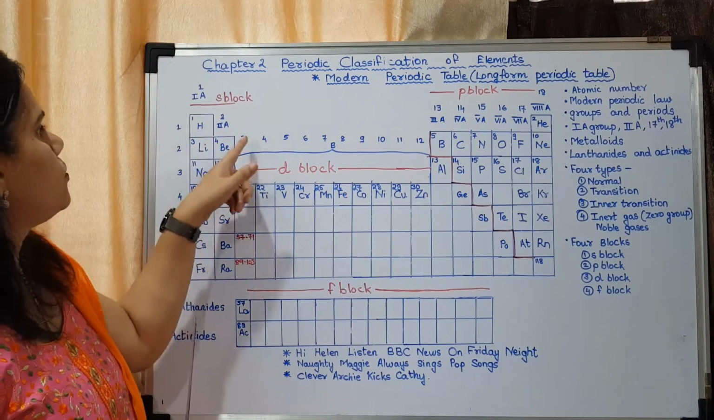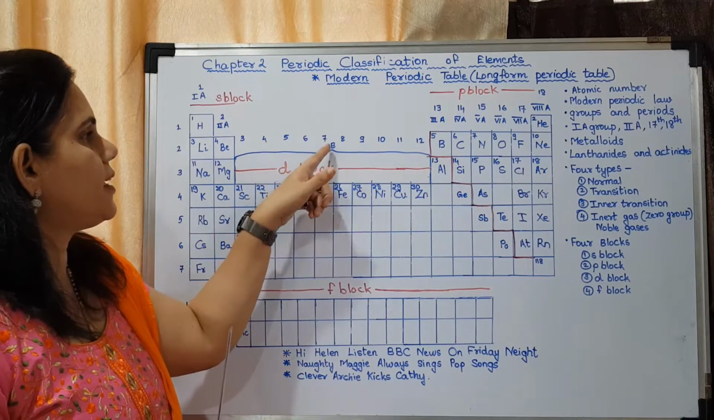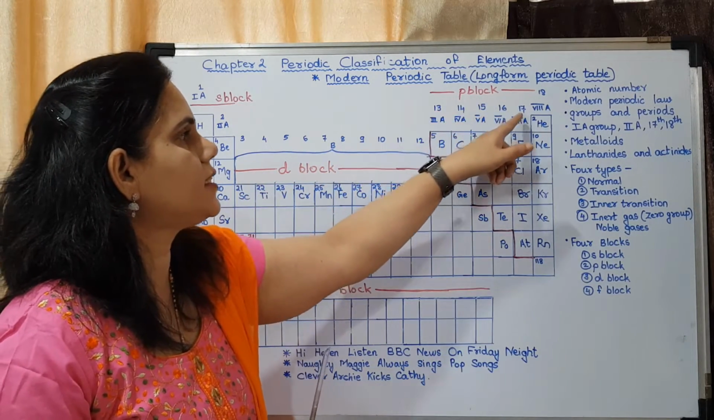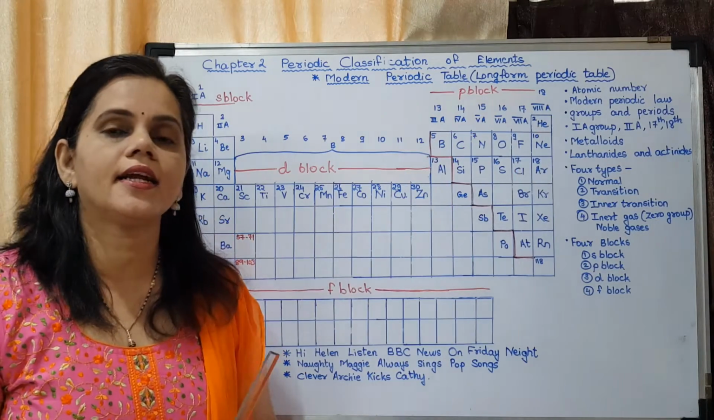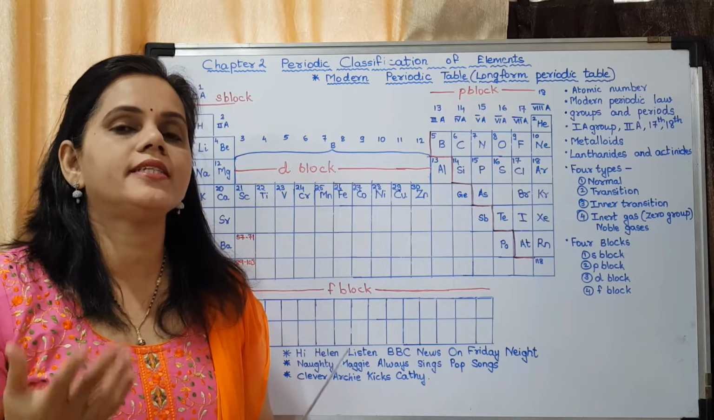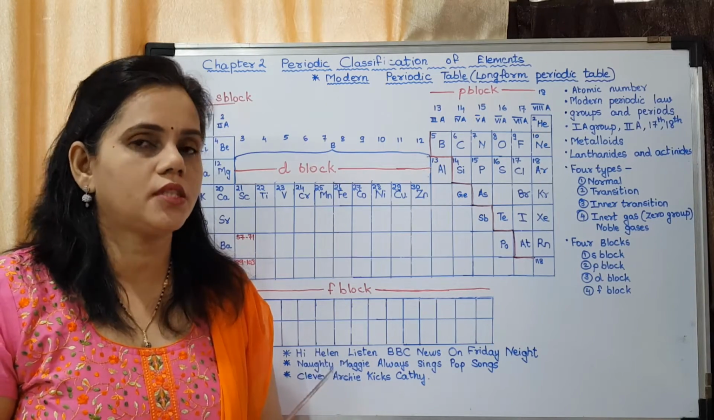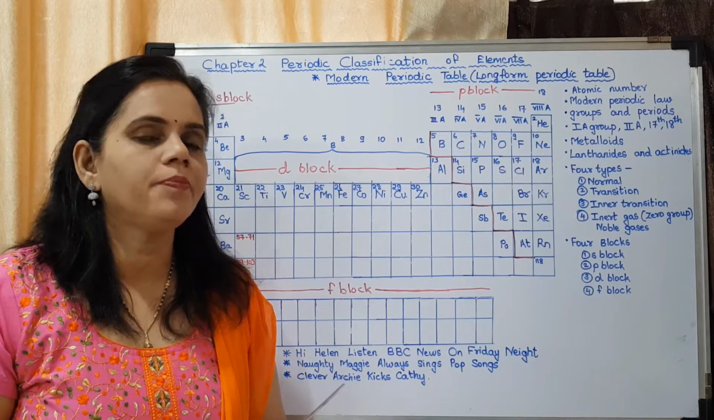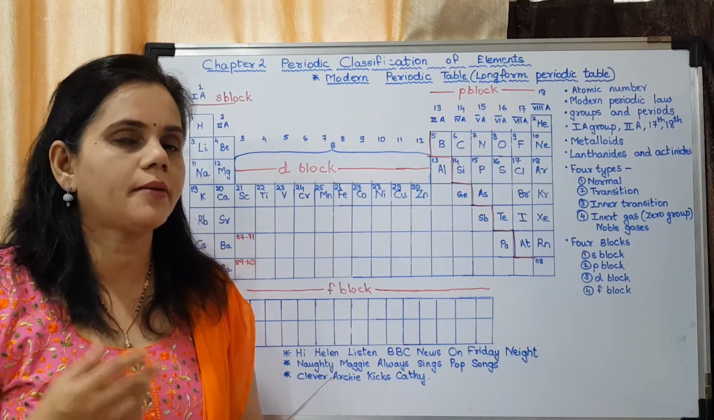1, 2, 3, 4, 5, 6, 7, 8, 9, 10, 11, 12, 13, 14, 15, 16, 17, 18. There are 18 groups, which are divided into 2 subgroups. This is not given in the textbook, but for you to understand I will tell you. It is divided into 2 subgroups.